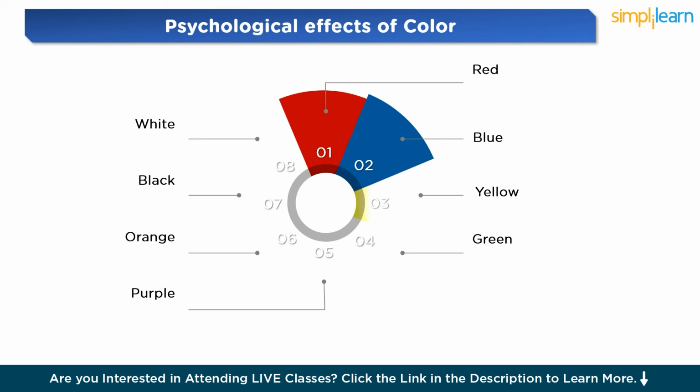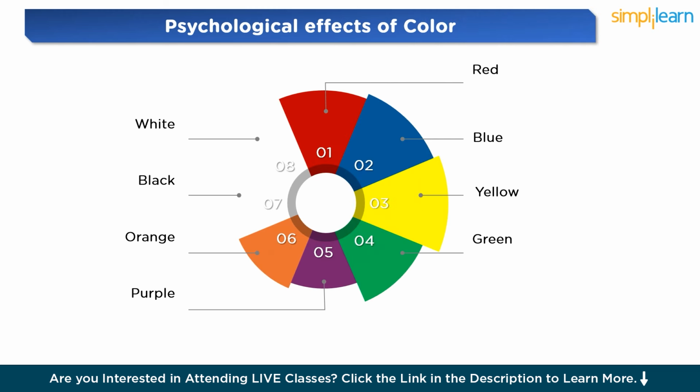Psychological effects of color. Colors have profound psychological effects on individuals, influencing emotions, perceptions, and behaviors. Understanding these effects is crucial in UI design as colors can evoke specific feelings and associations, shaping the overall user experience. Here are some common psychological effects of colors.